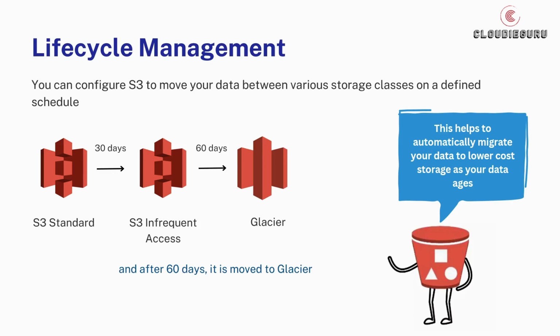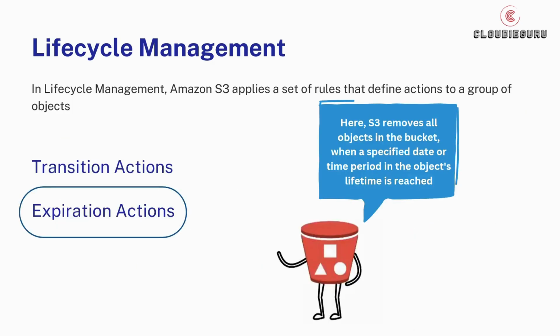Similarly, we can extend our bucket configuration by adding that if infrequently accessed data is not accessed at all for 60 days, then after 60 days the data is moved to S3 Glacier. So this way, we can automatically migrate our data to lower cost storage as the data ages.